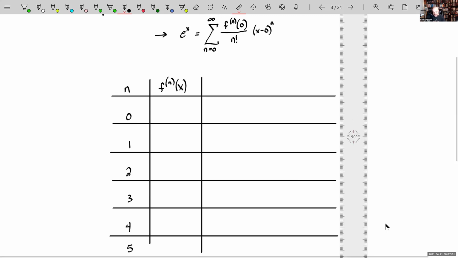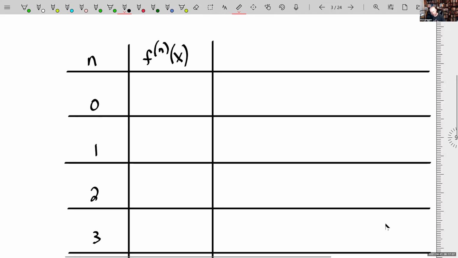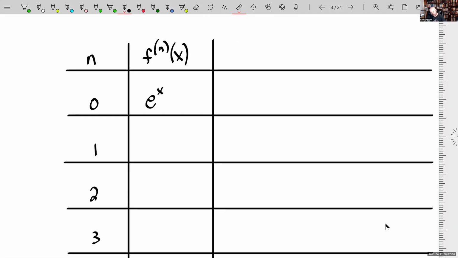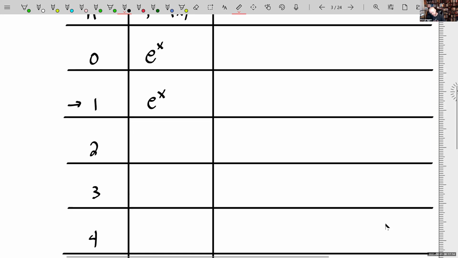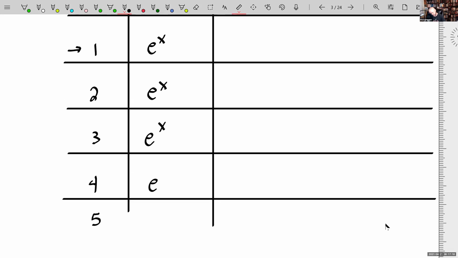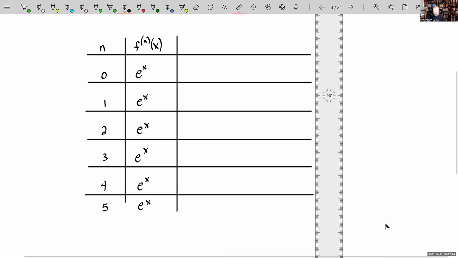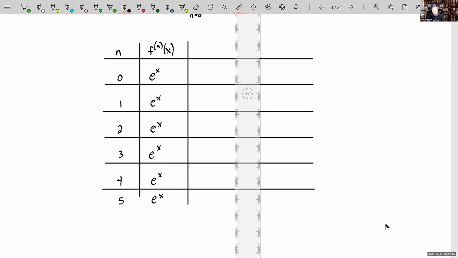For example, the zeroth derivative of our function is actually the original function. That's what a zeroth derivative is. So it's just e to the x. Then the first derivative, well, that's e to the x. Then the second derivative, well, that's e to the x, e to the x, e to the x. So you can see why this is a very famous and easy example, because the derivatives are all very easy.